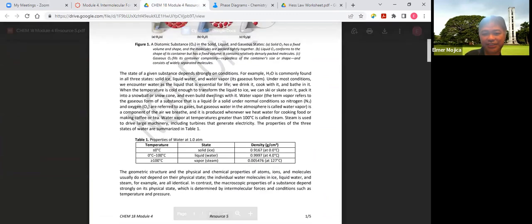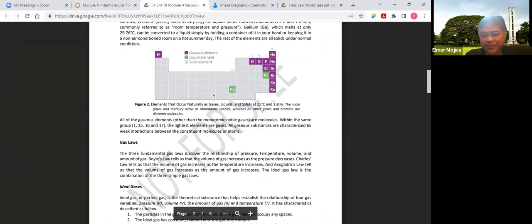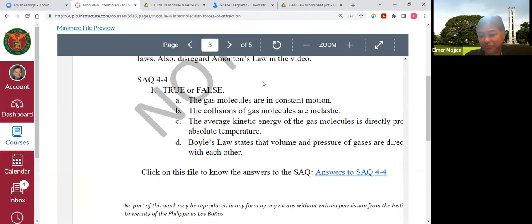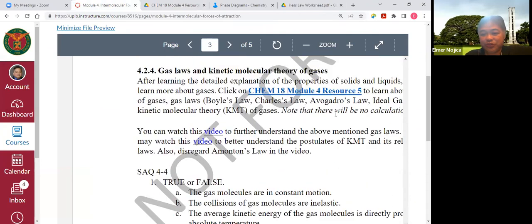So here, yung gas. Okay? Ano yung property ng gas? Pressure is one of the property. Okay? Tapos, pwede kayong bigyan na ganito, true or false. The gas molecule are in constant motion. The answer is true. So, meron kayong video na dyan, panoorin nyo.